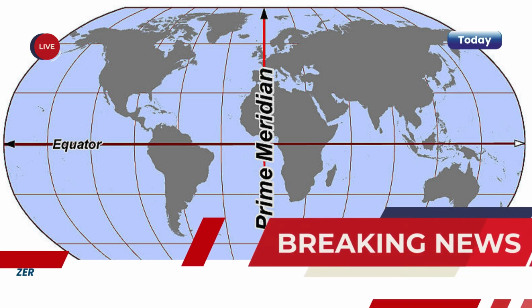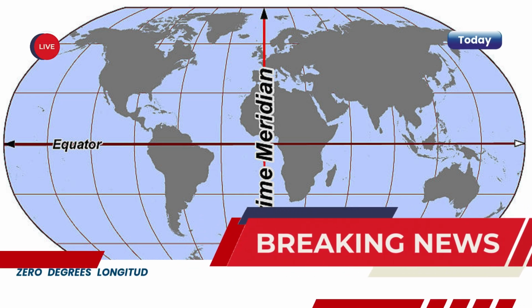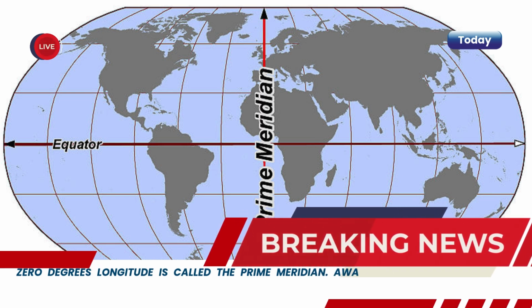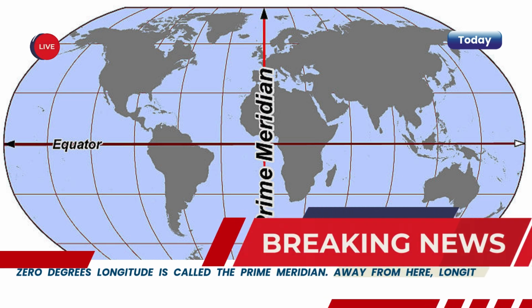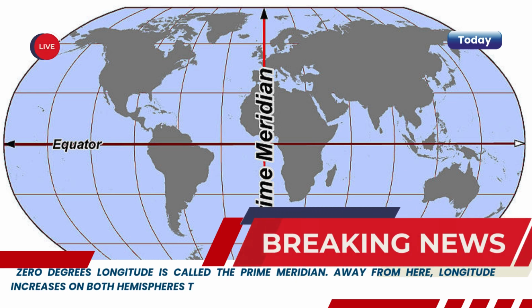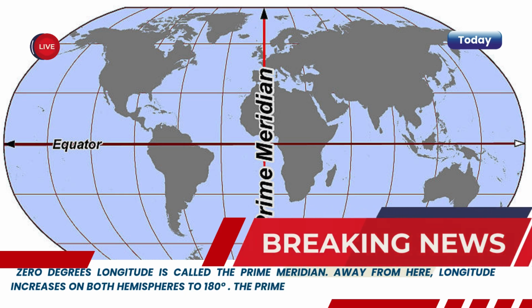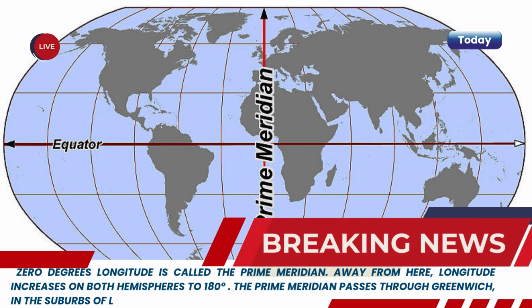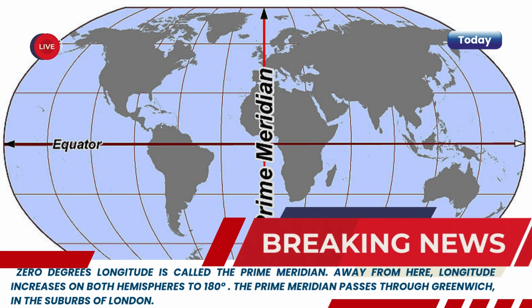A line of longitude is a curve connecting the north and the south poles on the shortest path. The plane defined by the lines of longitude coincides with the Earth's axis of rotation. 0 degrees longitude is called the prime meridian. Away from here, longitude increases in both hemispheres to 180. The prime meridian passes through Greenwich in the suburbs of London.